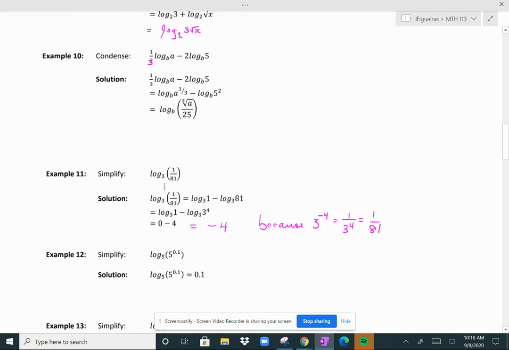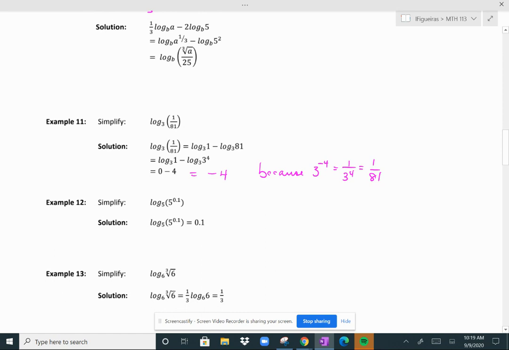So here's another one. I have log base 5 of 5 to the 0.1. So that's again using the same rule that we used here. When your base is the same for your logarithm and your exponential expression, base 5, it's just the exponent. So the answer is 0.1.